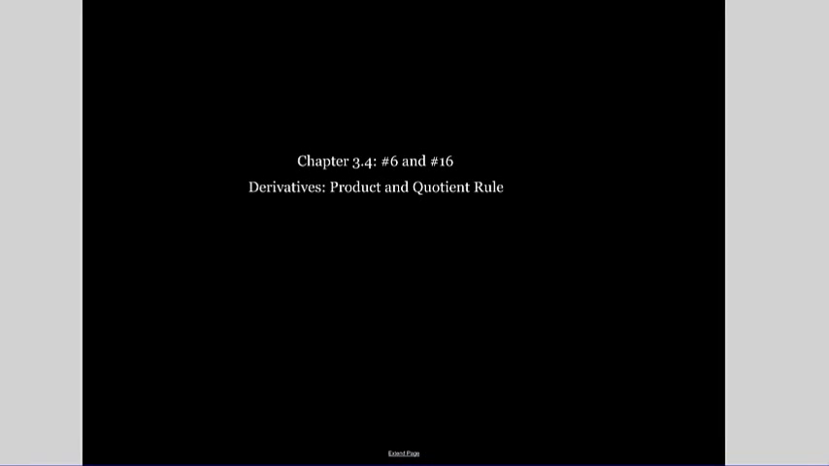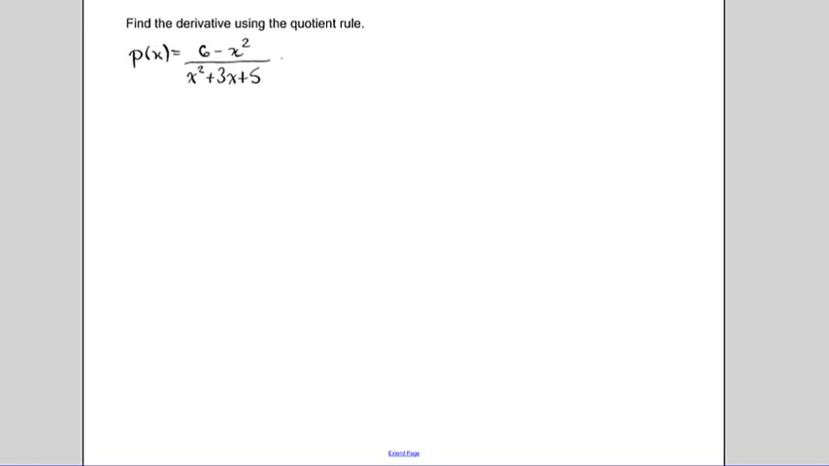In this tutorial, we'll look at derivatives using the product and quotient rule. First, we'll compute the derivative of r of q using the product rule, and then we'll compute the derivative of p of x using the quotient rule. Now for the first, r of q equals 2q plus 1 all times the square root of q plus 4.